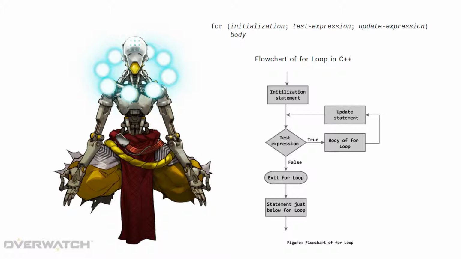You would think it hits initialization, test expression, and then update. No, actually this is the order: initialization, test expression, body, and then update. Okay? As soon as the test expression is false, it exits the loop.